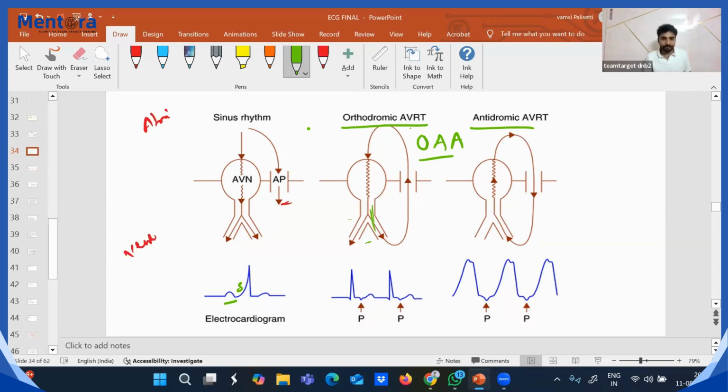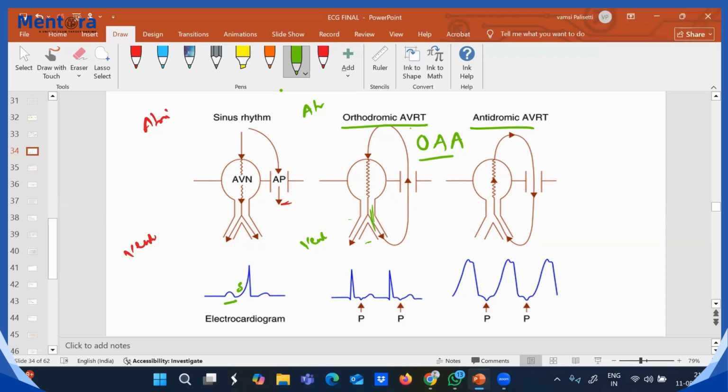Yeah, one minute again. See, this is your atria, this is your ventricle. How the impulse is going from the atria to the ventricle, which pathway it is choosing, based on that we have orthodromic and antidromic. In orthodromic, the impulse is going from atria to ventricle through the AV node, exciting the ventricle, and again going from ventricle to atria through the accessory pathway. That's it. Remember one pathway, the remaining is the reverse of it. Clear? In the orthodromic pathway, the impulse goes from atria to ventricle through the AV node, exciting the ventricle, and from ventricle to atria through the accessory pathway.